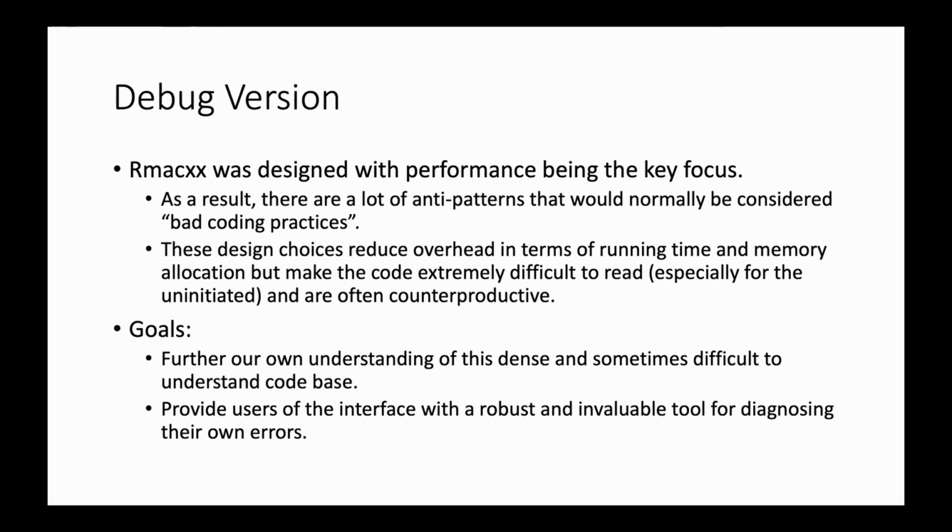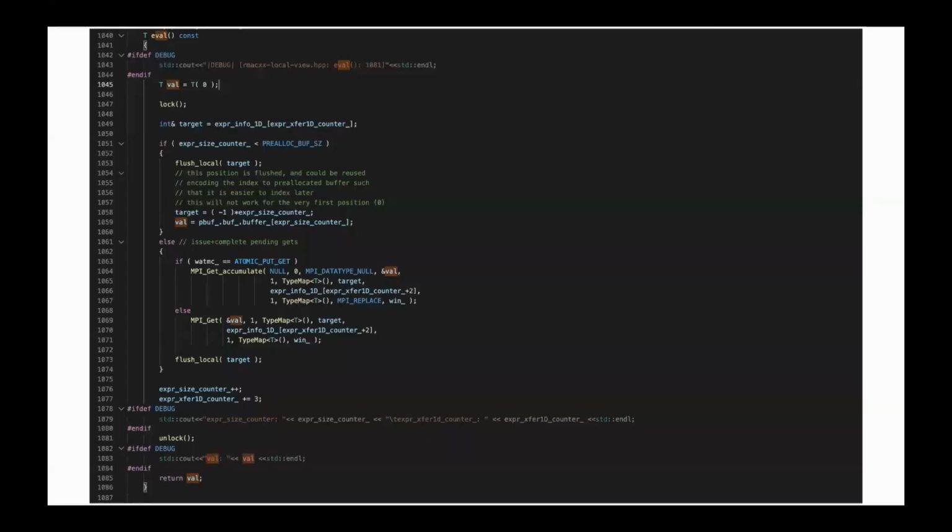Some of these anti-patterns include extremely sparse commenting, reused function and variable names, and the use of pre-processing statements to trigger key function calls. We are still very early in the development process of this debug version, but we have begun by adding in marker print statements that indicate which function is being called, which file it is located in, and approximately which line the function definition is located on.